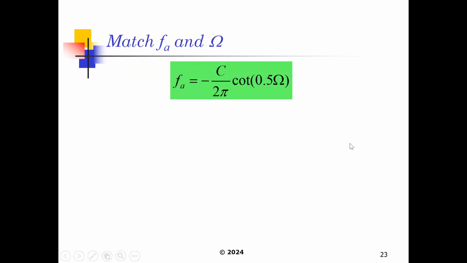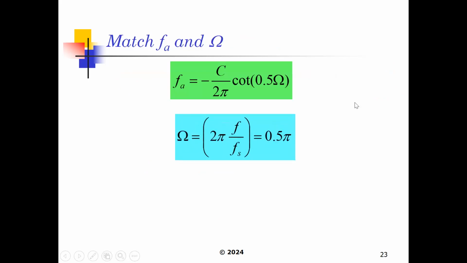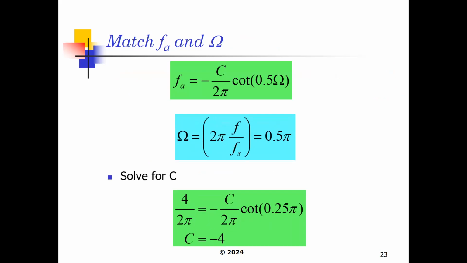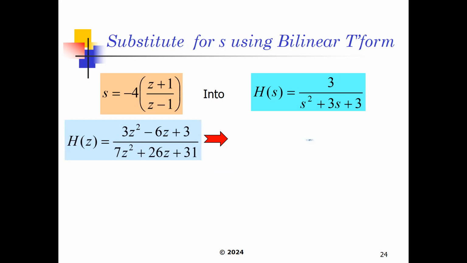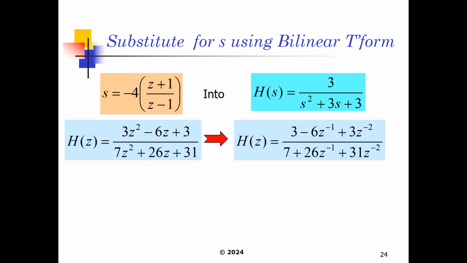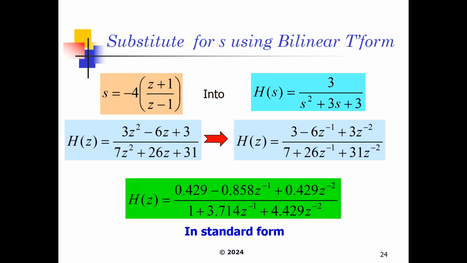If we repeat the same example as the last one, and calculate the mapping values again just like we did and solve for C, you're going to get C is minus 4 in this case. C was plus 4 before. Then you substitute (Z plus 1) over (Z minus 1) into the transform, and you get that version on this side, and in standard form, this is what you have. So this was the non-standard version here.